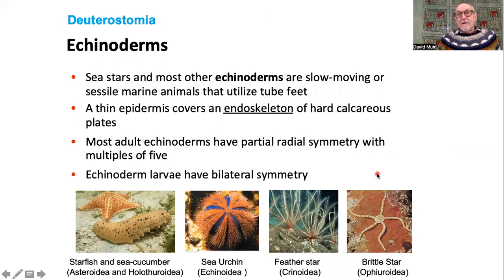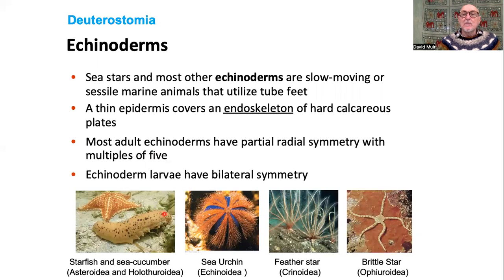So the invertebrate group in the deuterostomes are the echinoderms. We're going to talk about another invertebrate group in our next class, but this is the last of the true invertebrates. These are the echinoderms. And these are marine groups. And there are a number of different groups, but they all have some important characteristics in common.